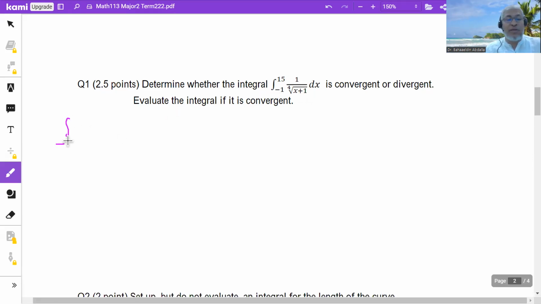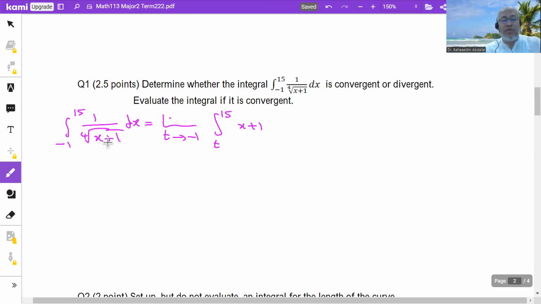So we start by writing this integral from negative 1 to 15 of 1 over the fourth root of x plus 1 dx as a limit. It is not continuous at negative 1, so we take t to negative 1 and we replace negative 1 by t, integrating from t to 15. And now, to evaluate, I can write x plus 1 to the power 1 over 4 and then take it up. So it would be x plus 1 to the power negative 1 over 4 dx.